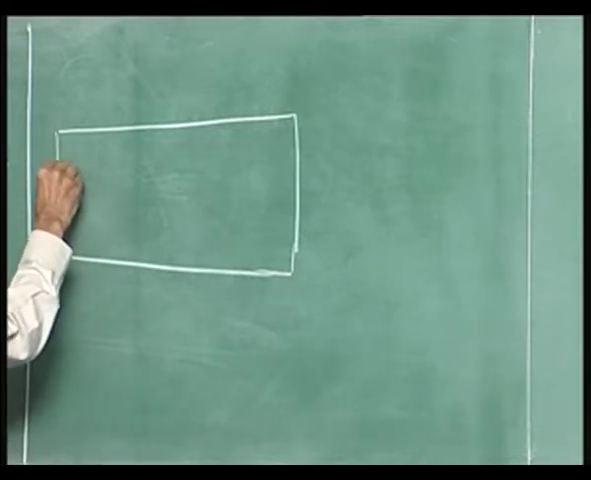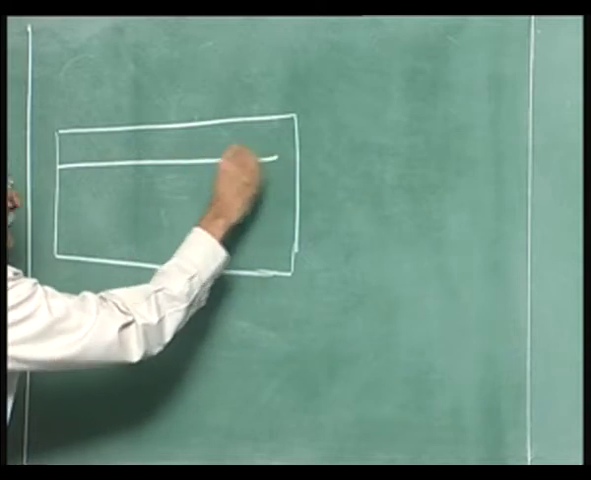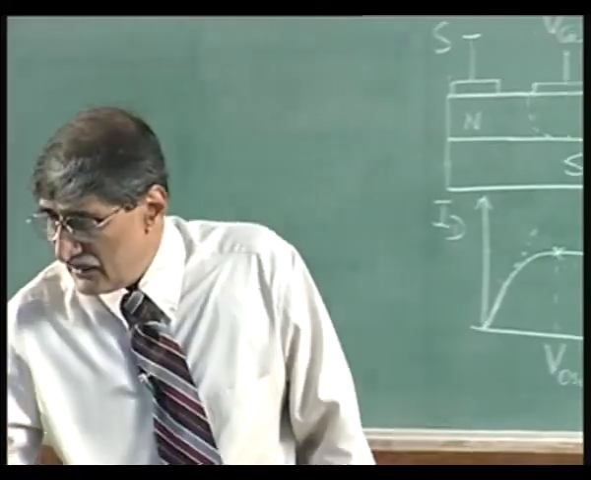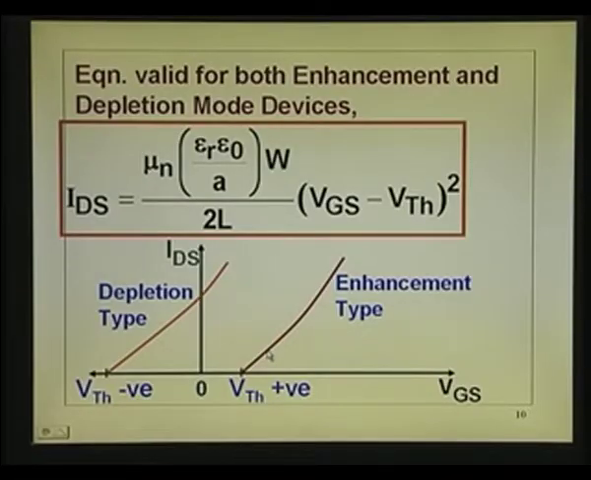Now, what we are telling is, how do I make this threshold voltage positive? You like this particular device. Why do you like it? When the input signal is 0, current is 0. That is what you want. Power dissipation is 0 when input signal is 0. So, this is the device that you are looking for.